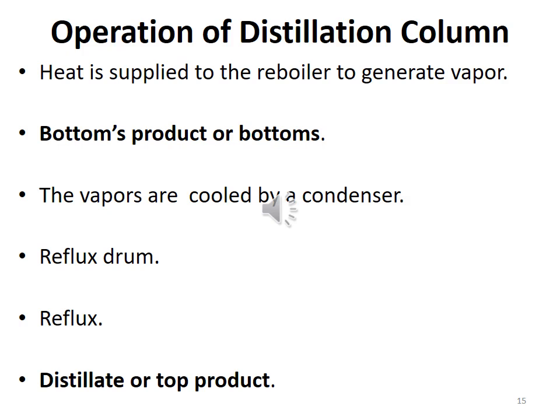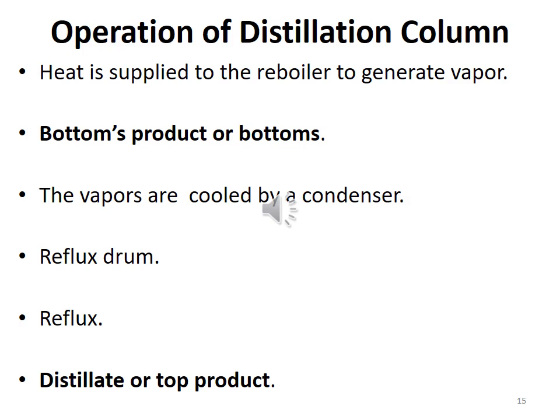The source of heat can be any suitable fluid, and in most chemical plants steam is used as a source of heat, which is given to the reboiler. The liquid removed from the boiler is known as the bottom product, or the bottoms, as this bottom product contains almost all those compounds which have a high boiling point. They will have a high boiling point and low volatility.